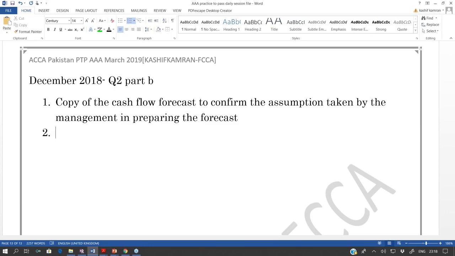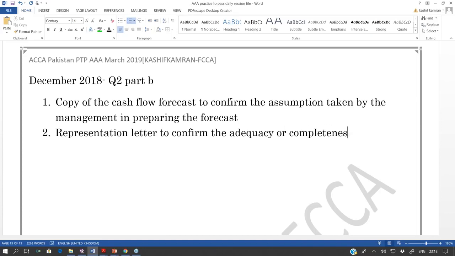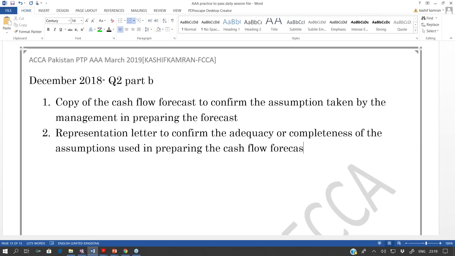Should we have a representation letter in the file about the adequacy of the assumptions used in preparing the forecast? Do we need representation for assumptions? Yes or no? So should I have a representation letter to confirm the adequacy or completeness of the assumptions used in preparing the cash flow forecast?